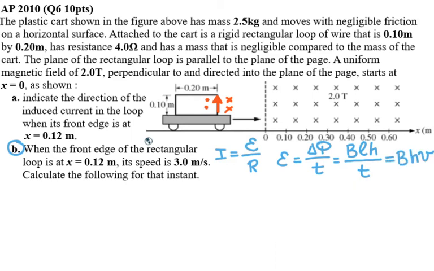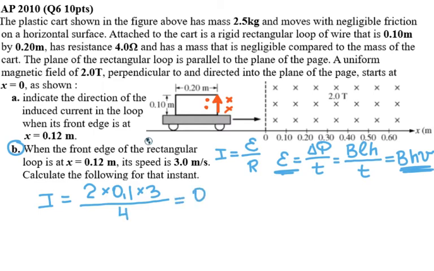BHV. So I can calculate the current: B is given as 2 Tesla, H is 0.1, velocity is 3 meters per second, so that was my EMF in the numerator, and the resistance is 4, so that will give me 0.15 amps.